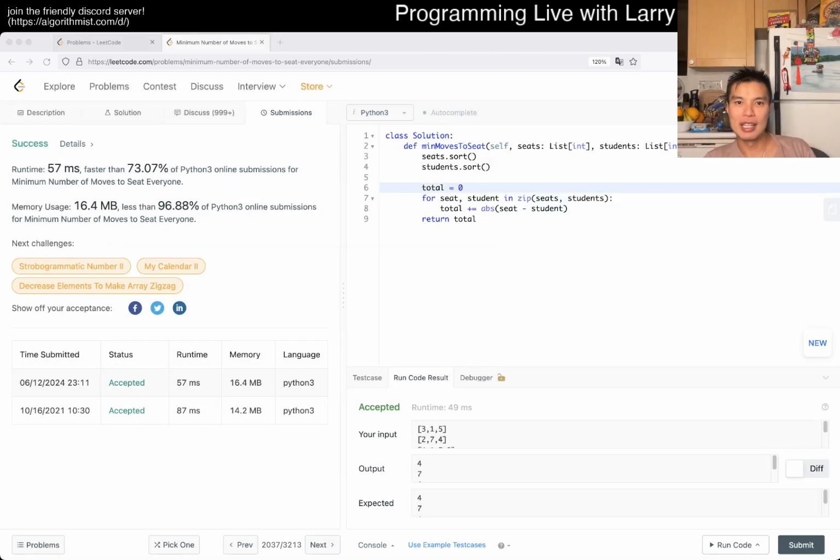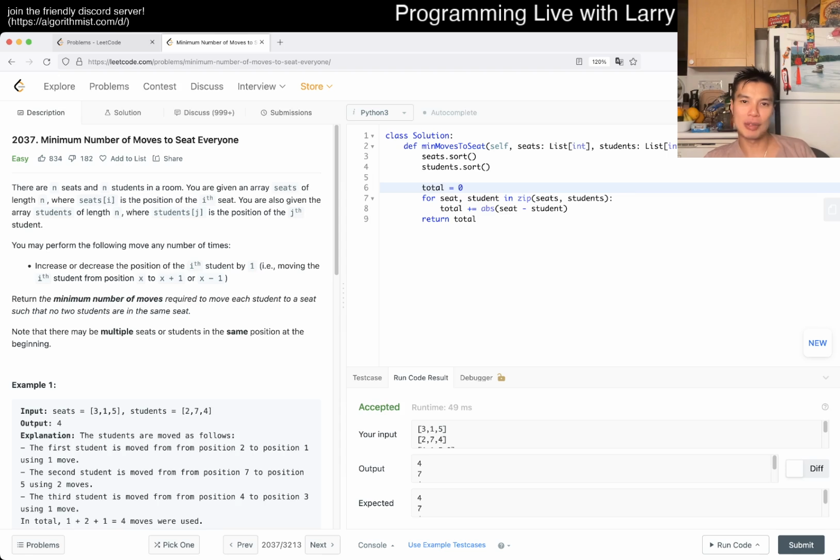Of course, this is going to be n log n time and O of n space because of the sorting.